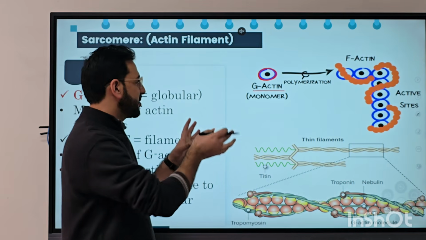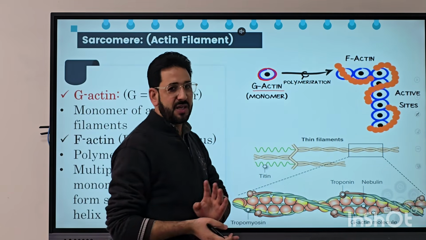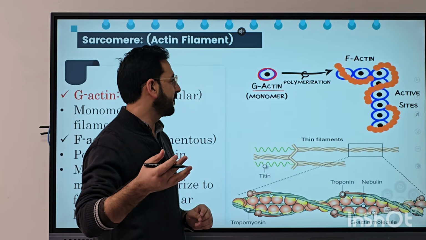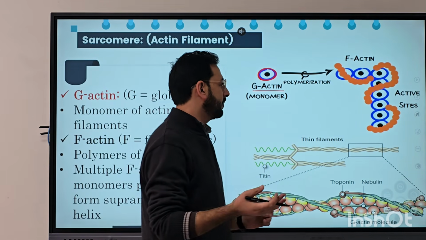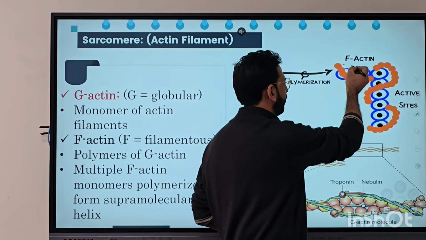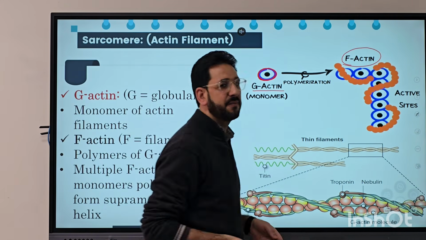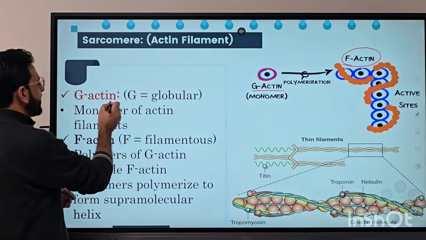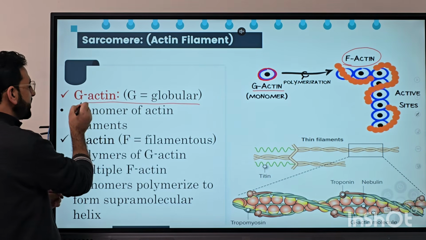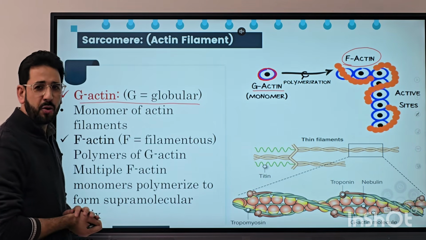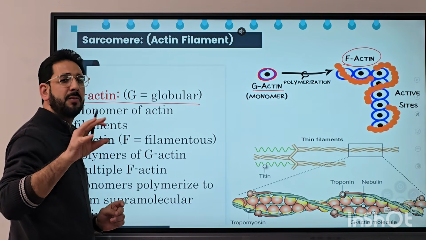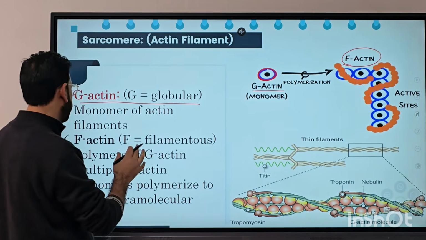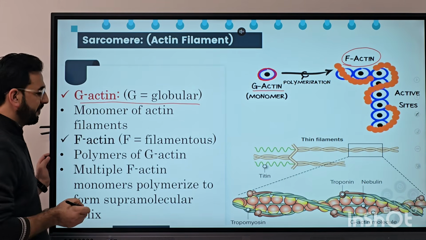Okay, now this G-actin goes for the polymerization. So it gives the shape to the polymer of G-actin, and that polymer is called the F-actin. And F-actin is called filamentous actin. Okay, you can see here we have the G-actin, that is globular actin. G stands for globular, this is the monomer, and then when these monomers combine together, they form the polymer of actin or polymer of the G-actin, that is called the F-actin.